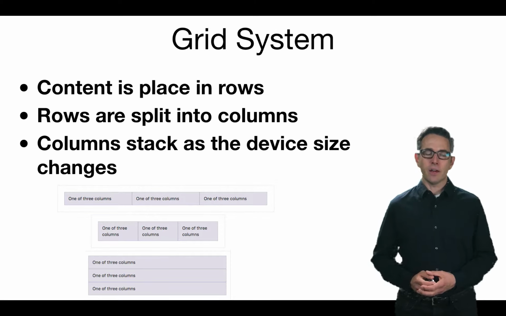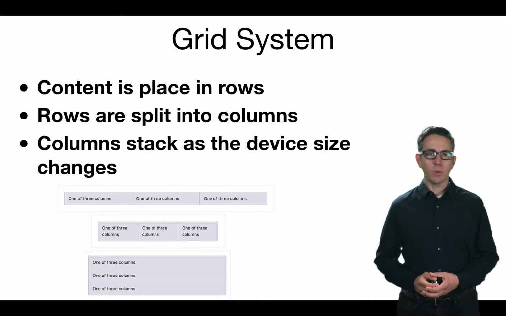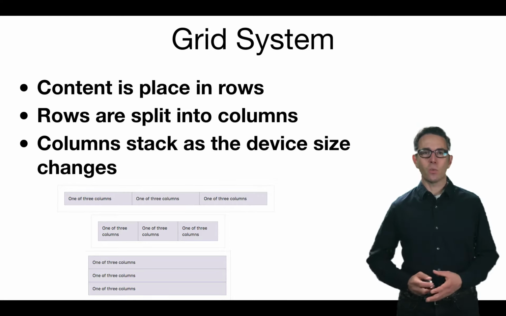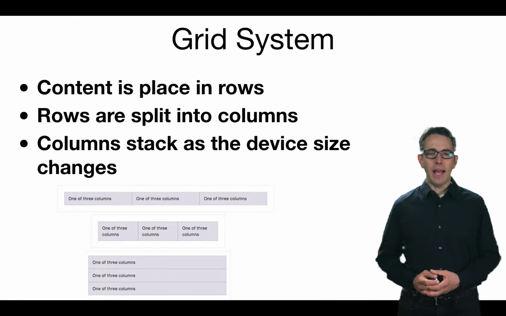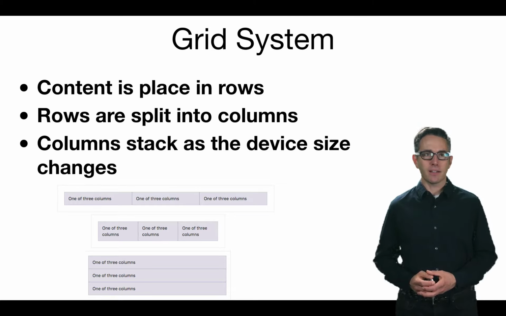So in the first level here, we see one of three columns repeated 3 times. That represents a container with one row, and that row has 3 columns. There are 3 columns of equal size, and the content within that column is the text one of 3 columns. In the second case, we see that the viewport has shrunk a little bit, and as a result, the text has wrapped, but the columns are still equidistant.